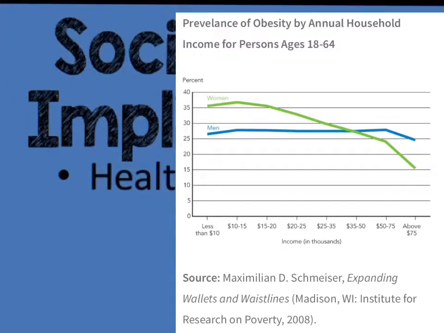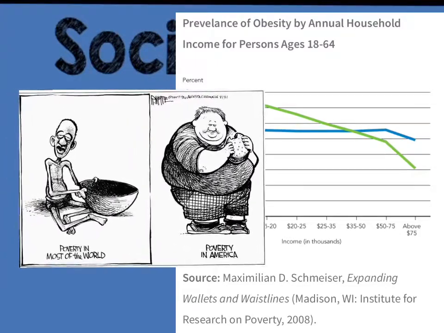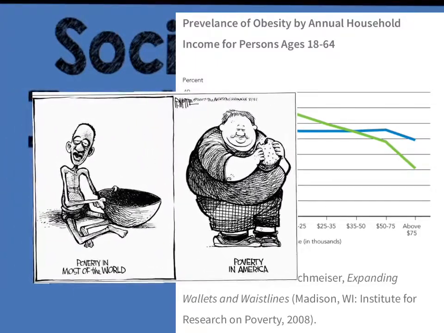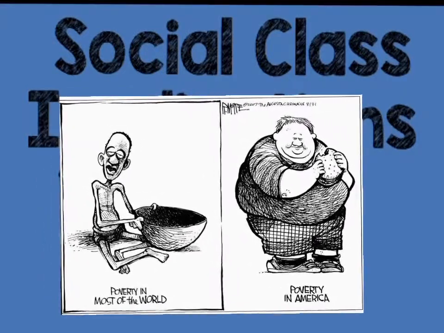And so this is counterintuitive, just because when we think of people being poor, we often think of them starving, so they wouldn't be obese. But it's not true in America. Obesity is highly correlated with social class.